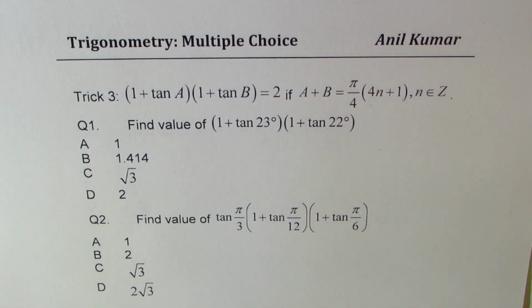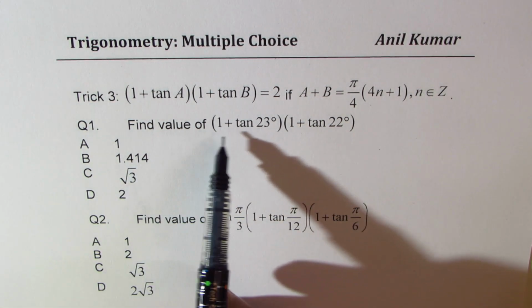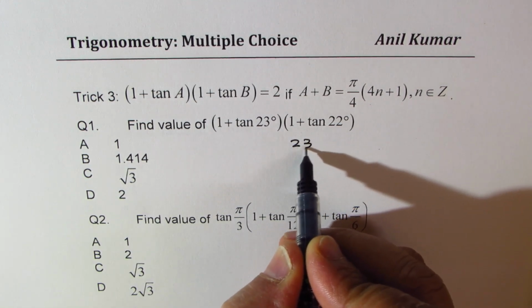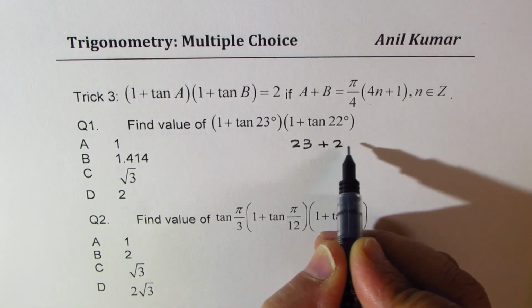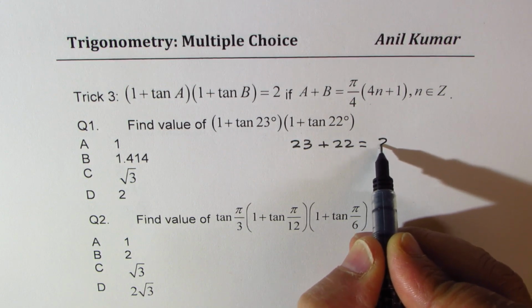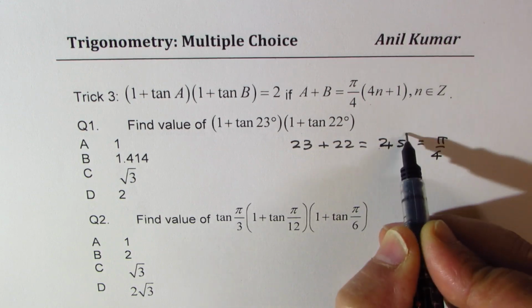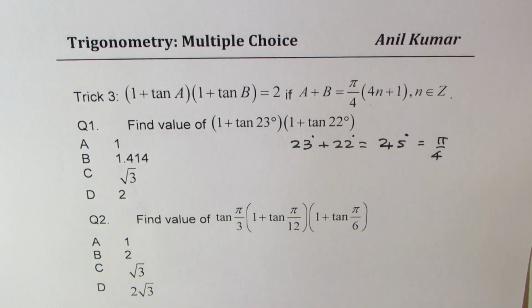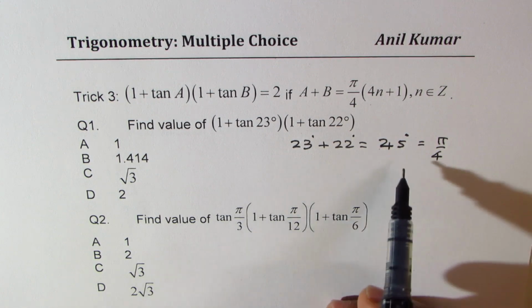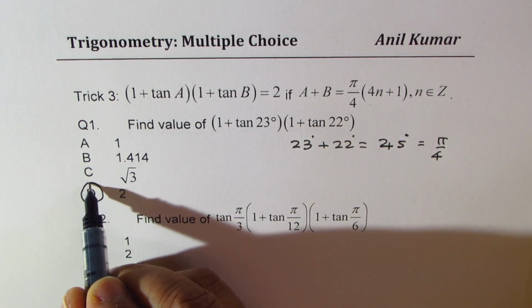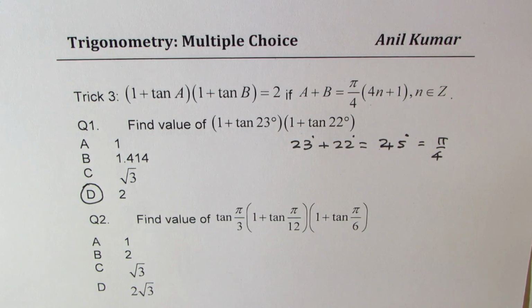So the very first question here is, find the value of (1 + tan 23°)(1 + tan 22°). Now since 23 plus 22 is indeed equal to 45, which is the same as pi by 4, in degrees, radians pi by 4, therefore we could straight away write that this is equal to 2. So we get the answer as 2, correct?